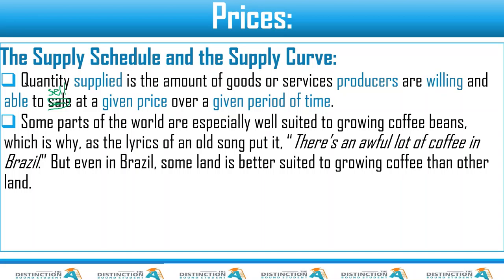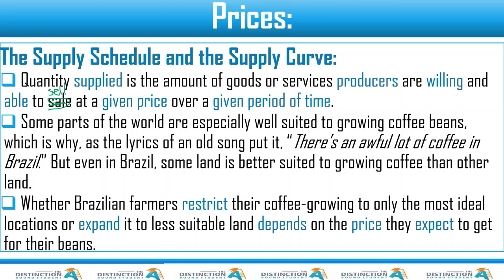But even in Brazil, some land is better suited for growing coffee than other land. Whether Brazilian farmers restrict their coffee growing to only the most ideal locations or expand it to less suitable land depends on the price they expect to get from the coffee beans. In other words, let's say the price of coffee beans was high. Even though there are areas that are not well suited for growing coffee, you would find farmers growing coffee, even though they may not produce as much as on better land. They'll still grow it because of the price, because of the money they'll be able to make with it.